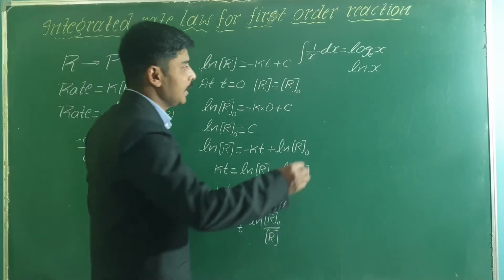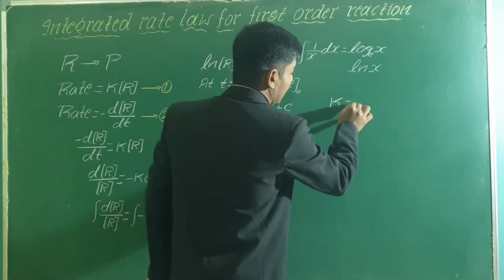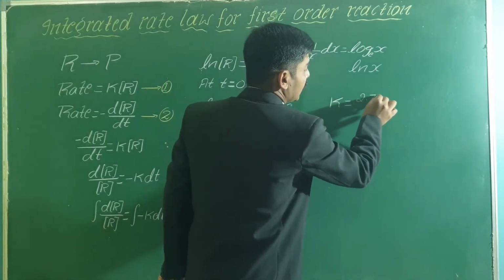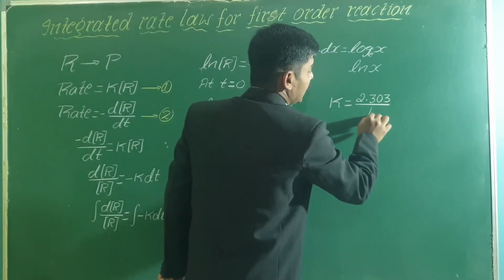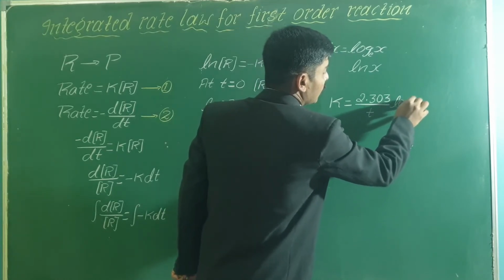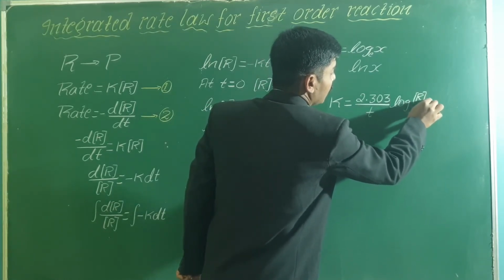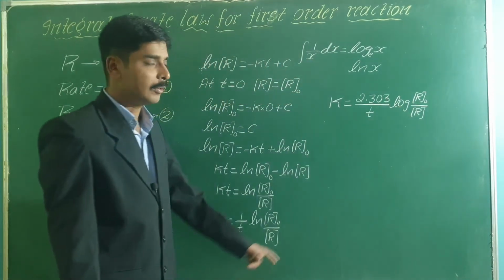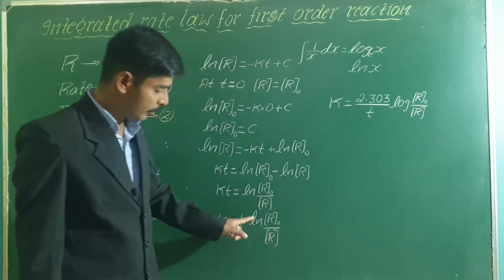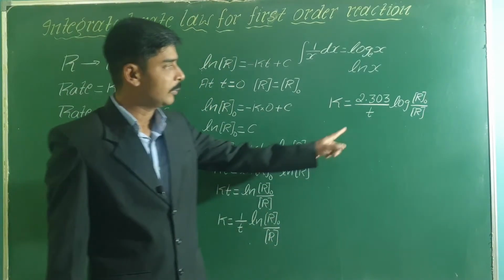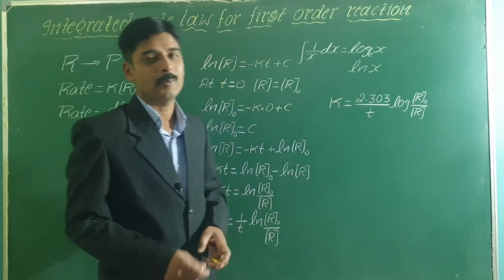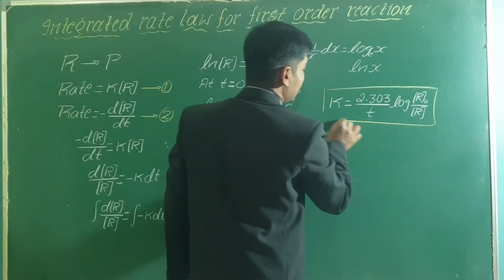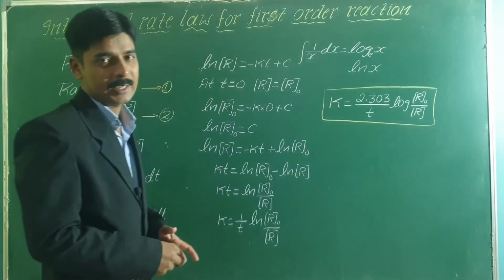So we get K is equal to 2.303 by t log of R0 by R. This is the common logarithm, that is log base 10. This is log base e. To convert log base e to log base 10, we must multiply by 2.303, and this is the expression for the rate constant of a first order reaction.